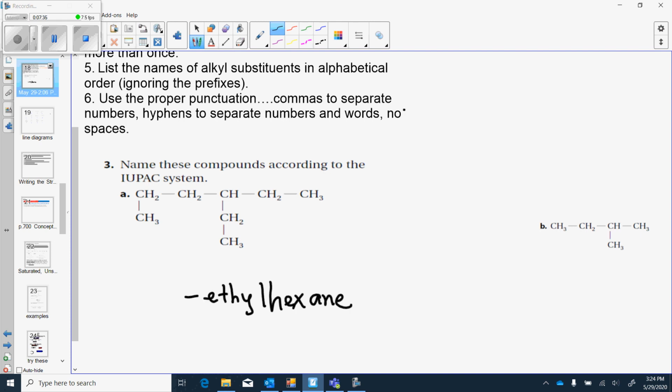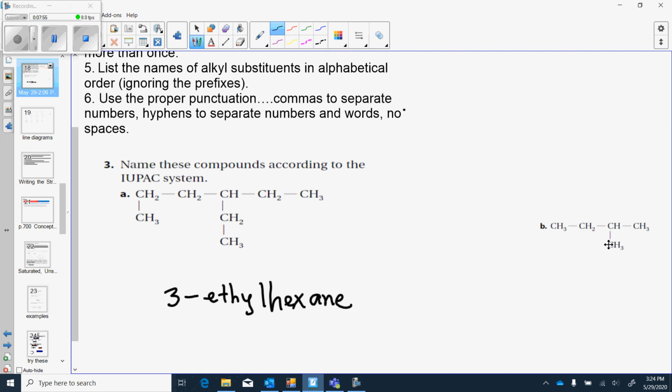But we also have to indicate where it is. So we decided to count this way, 1, 2, 3. So it's 3-ethyl. See, I have a number and a letter, so I put a hyphen between them. Boom, it's done.